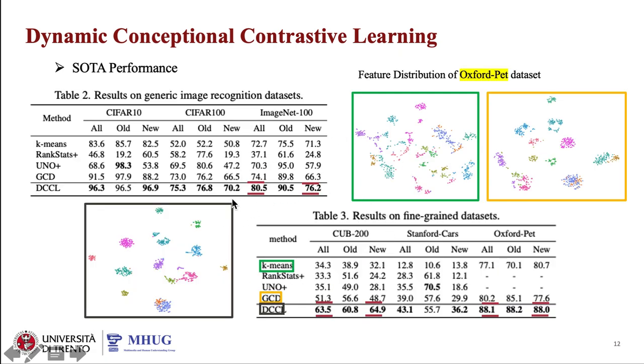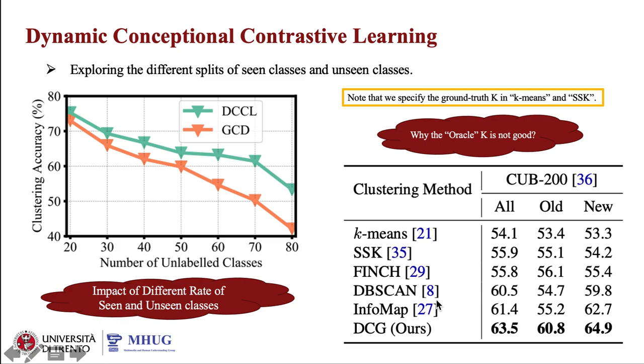From the figure and the table, our DCCL achieves new state-of-the-art performance on three generic datasets and three fine-grained datasets. We also explore different splits of seen classes and unseen classes. Our DCCL can mine efficient class-level supervision, even in scenarios where only a limited number of seen classes are accessible. And we also try different clustering methods. Our conceptual consolidating method is the best one.